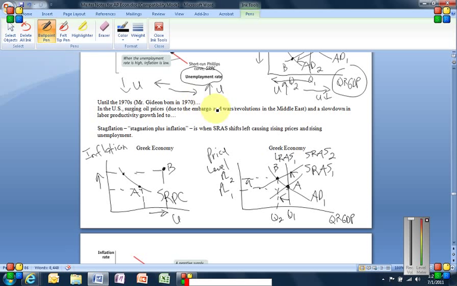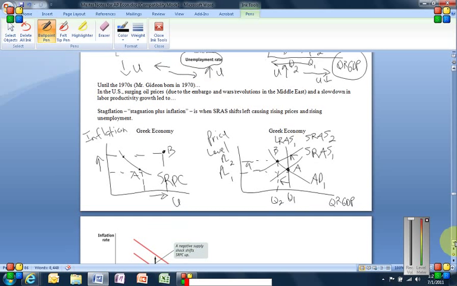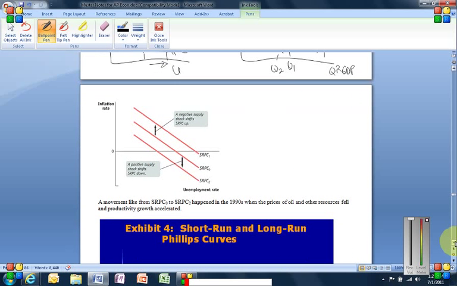And of course, people started to re-examine what we thought we knew about the supposed trade-off between inflation and unemployment. The reality is that what we found in the 70s, and this isn't the only time it happened, was that we were experiencing a shift in SRAS and, in the Phillips curve theory, also a shift of the short-run Phillips curve. So a movement like from SRPC sub-0 to SRPC sub-1 as a result of what some people call a negative supply shock. And that's what we were living through in the 70s.